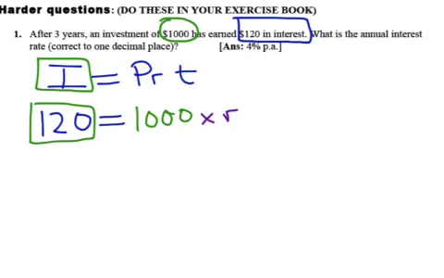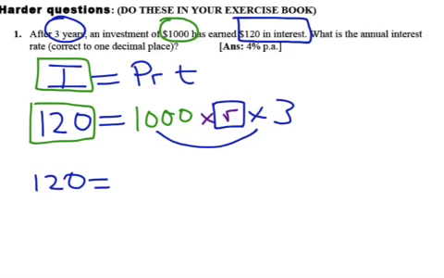And T, we do know. T is over here, 3 years. So that's times 3. Now, this is an equation. As you can see, we've got an equal sign, so we have to solve this equation. Okay, so the 120 stays there.